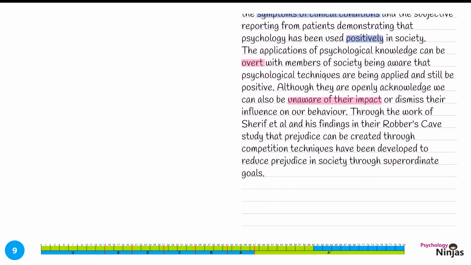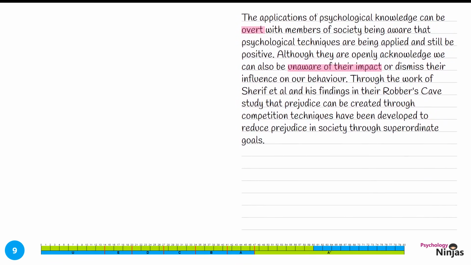Through the work of Sherif et al. and his findings in the Robbers Cave study that prejudice can be created through competition, techniques have been developed to reduce prejudice in society through superordinate goals. We've identified the work of Sherif and the Robbers Cave study. Because we're using this for application, we're not going to go into massive detail about the findings or procedure of this particular study. We've said that this has helped us develop techniques to reduce prejudice, having a positive application in society through including superordinate goals.